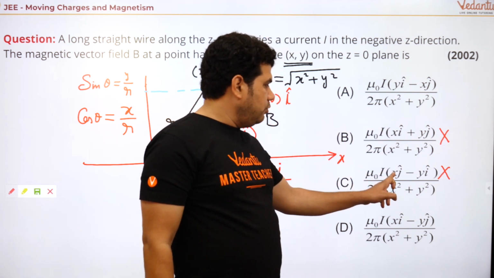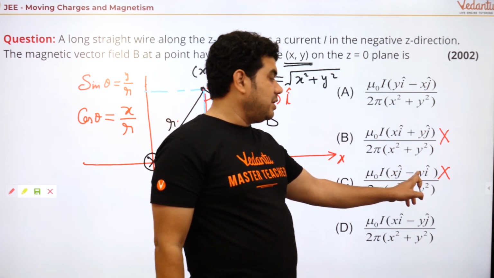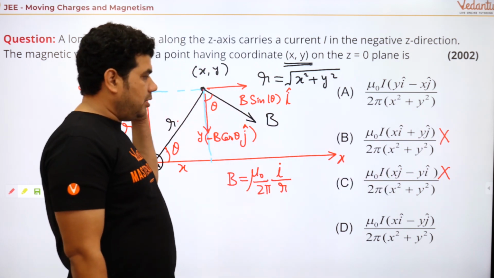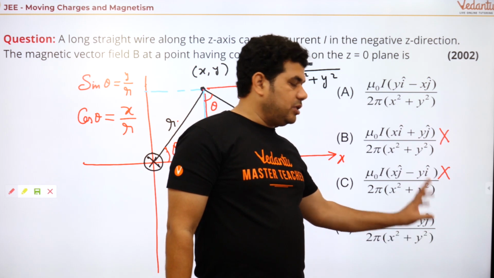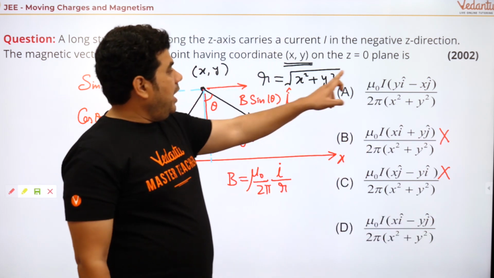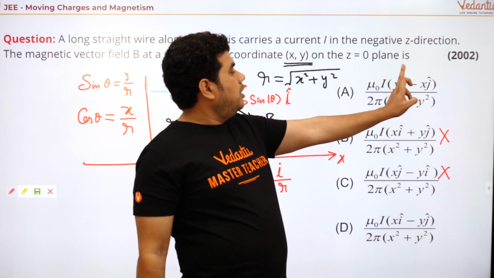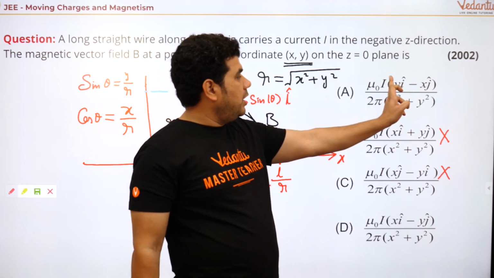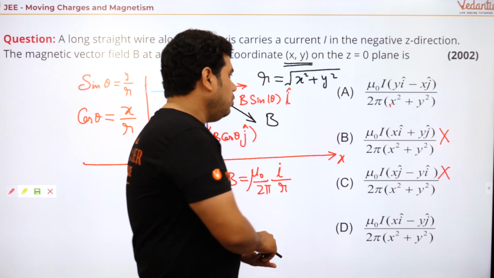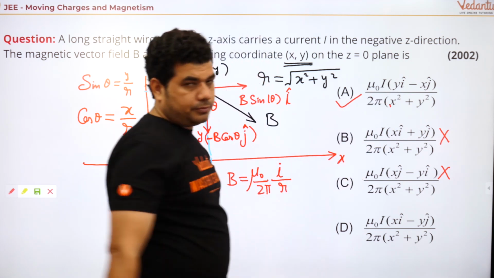X is equal to 0, direction is minus I cap, means near, not possible. X is equal to 0, minus j cap, not possible. X is equal to 0, direction is I cap. So this could be the answer.